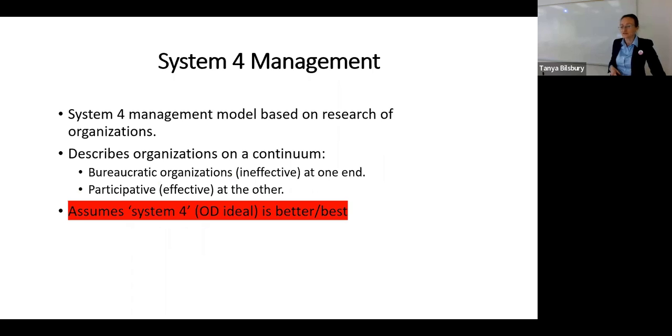On to System 4 management, which was devised by Rensis Likert. Looks like it's pronounced Likert. It's not, it's Likert. And he's the originator of those 1, 2, 3, 4, those 5-point scales that you see on surveys, called Likert scales. So this model describes organizations on a continuum. It's actually a Likert scale that goes from 1 to 4.